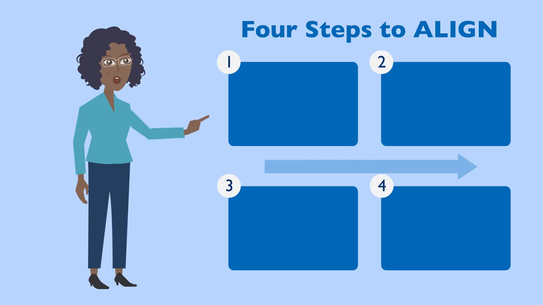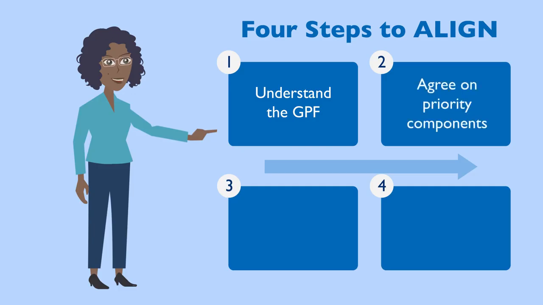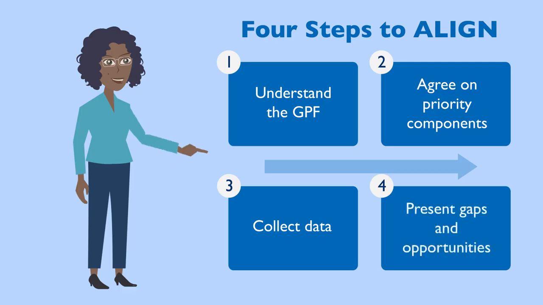First, make sure all the essential decision makers understand the GPF and the role of an Align process to improve learner performance. Second, these decision makers agree on the priority components to analyze and the data they will collect. Third, collect data to understand how the selected components align to the GPF and each other. This work is the main portion of the Align process. Finally, the Align team presents the gaps and opportunities identified through the process to the essential decision makers.